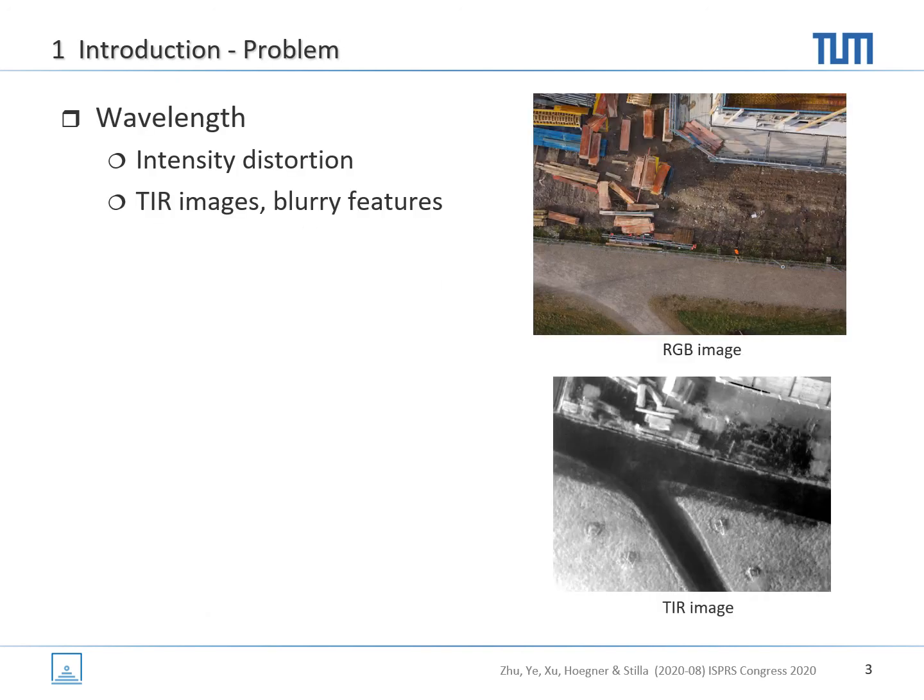There are some problems we need to consider for matching these two kinds of images. Here is an example of an RGB image and a thermal infrared image. First of all, due to the different wavelengths used by the different data, an intensity distortion can be clearly observed between them. There is no linear or certain model to describe the intensity relationship between these two kinds of data. Besides, the thermal infrared images have blurry features compared to the optical images.